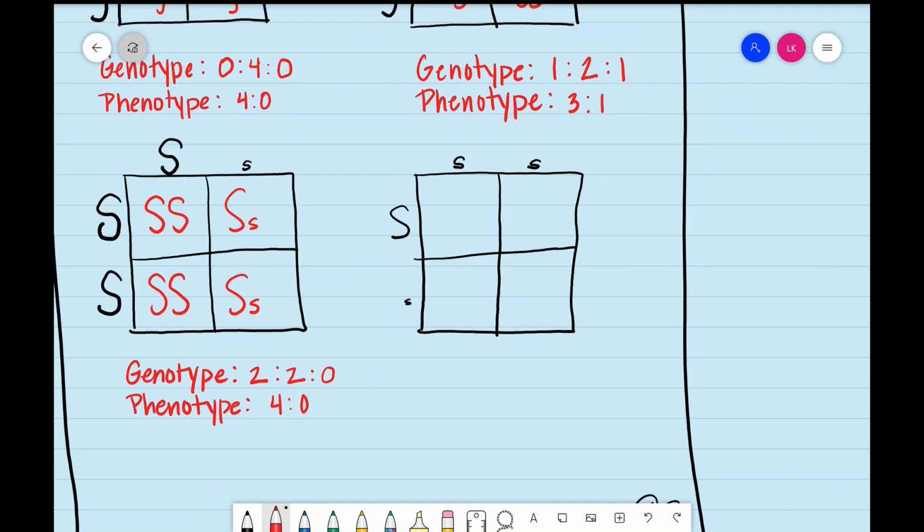All right, for the last one, we're going to have capital S, lowercase s, 2 lowercase, capital S, lowercase s, and 2 lowercase. So for this one, the genotype ratio will be, so there are 0 homozygous dominant, there are 2 heterozygous, and there are 2 homozygous recessive. And the phenotype is 2 will end up square and 2 will end up round.